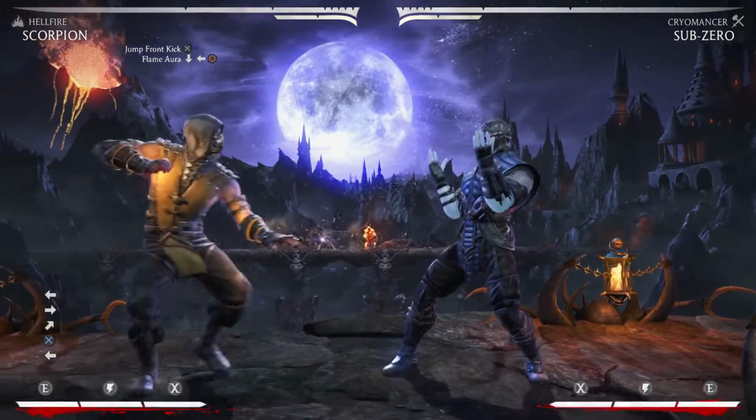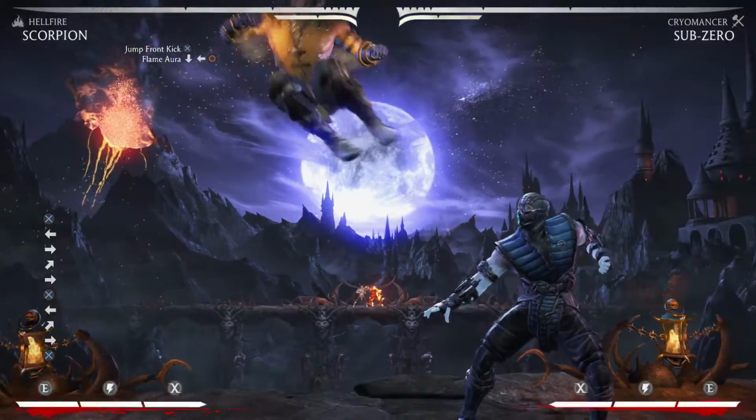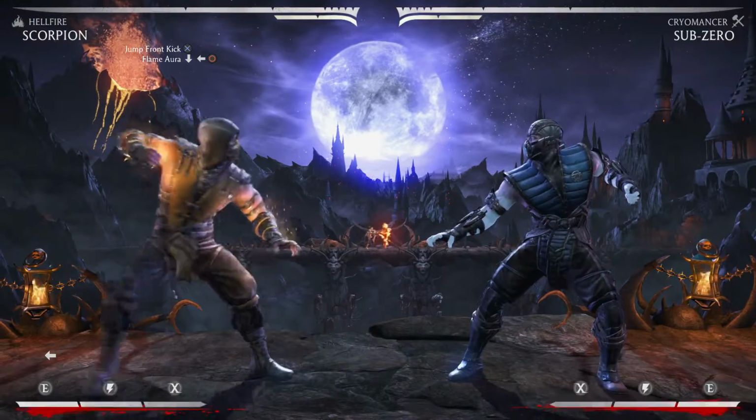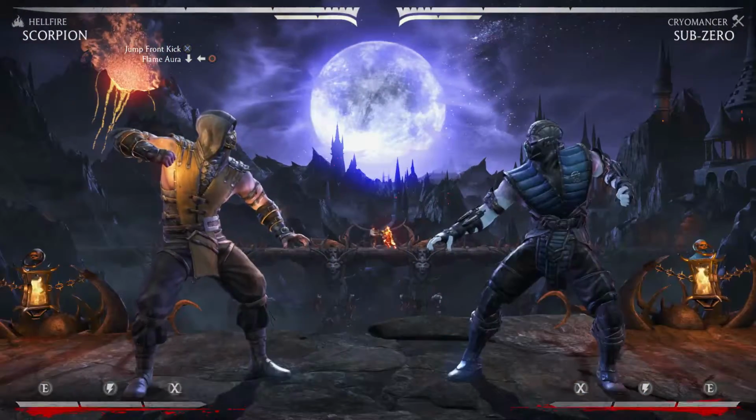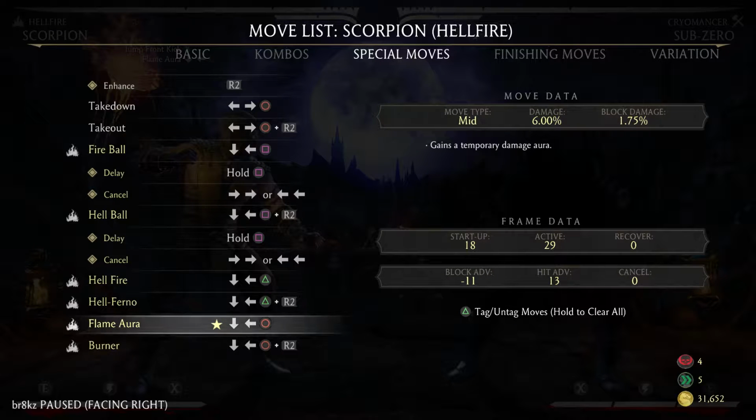Because the Jumping X has a very long amount of active frames. So if I were to jump, and you notice how long Scorpion kept his leg out for, if he were to try to jump into that, he would get hit by it. Or if he were to try to move forward, he would get hit by it. Next, let's look at another one of Scorpion's moves. 29 active frames on Flame Aurora.